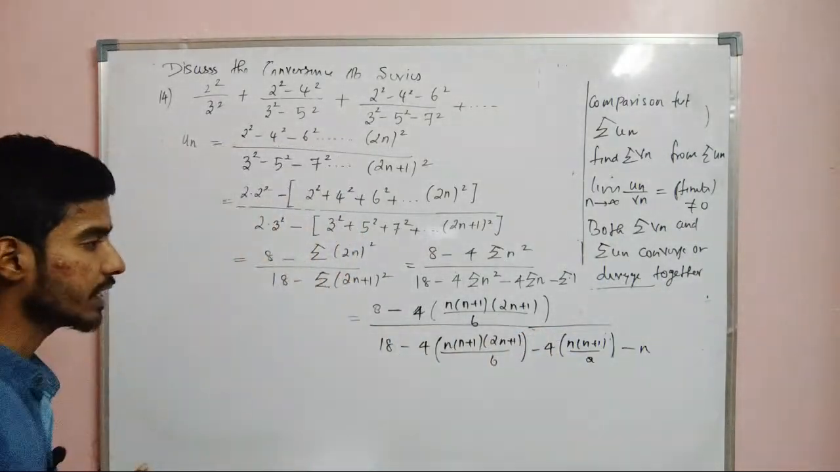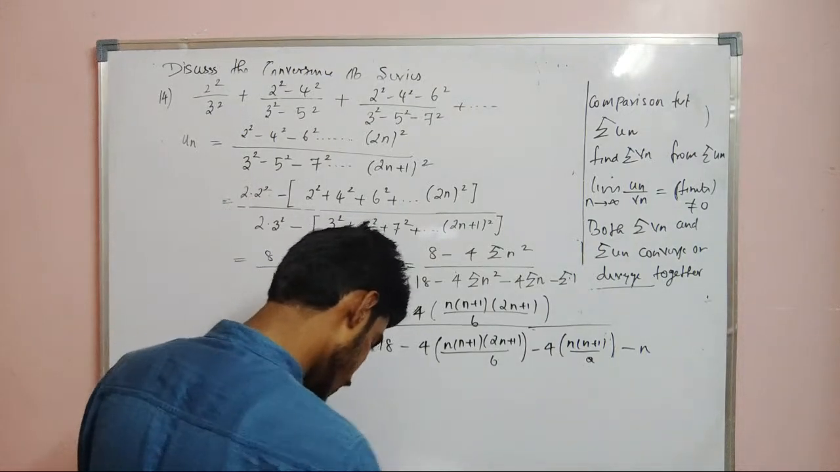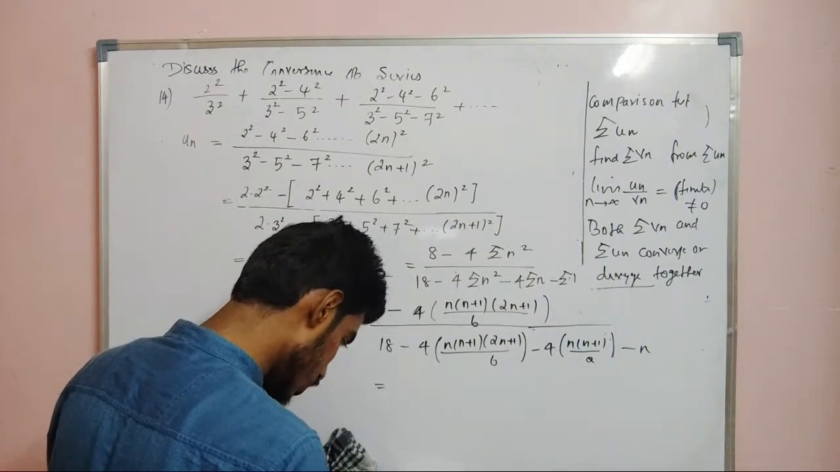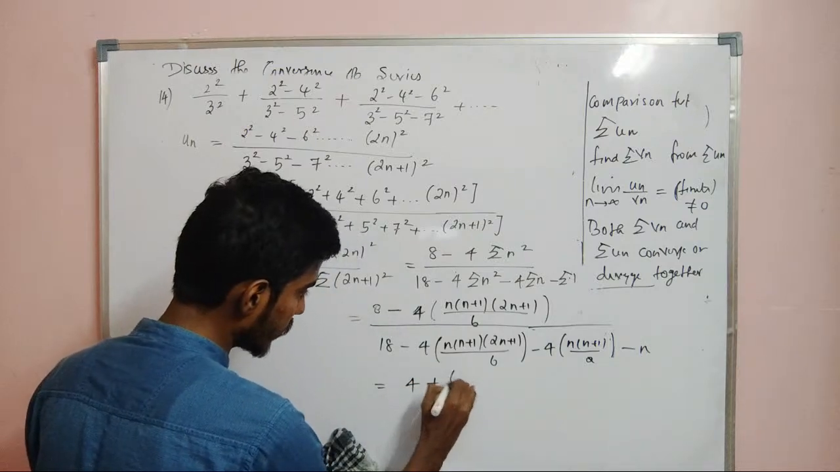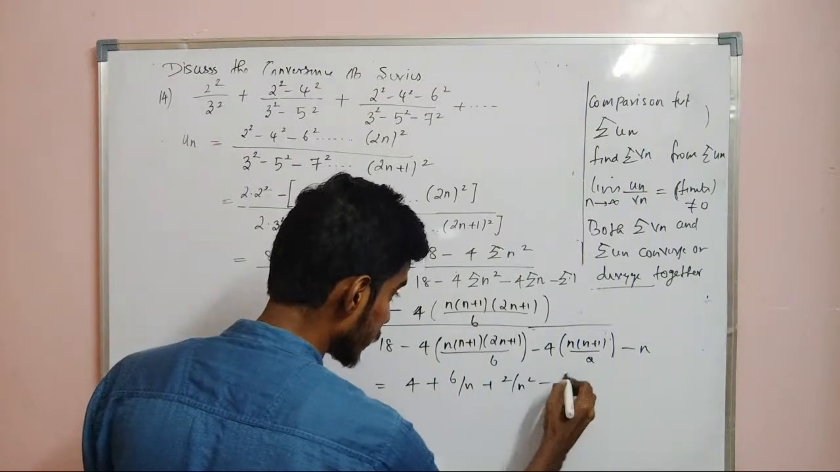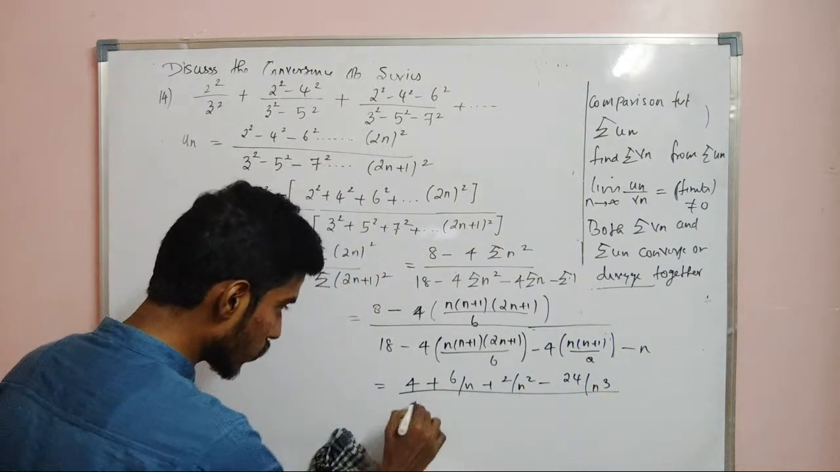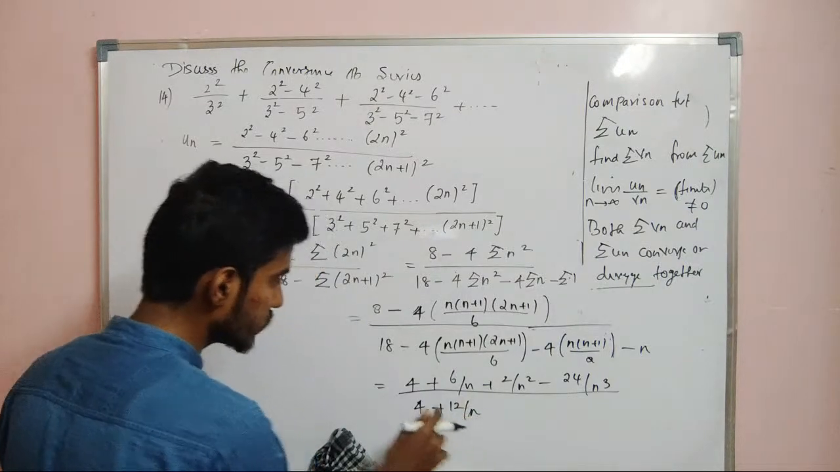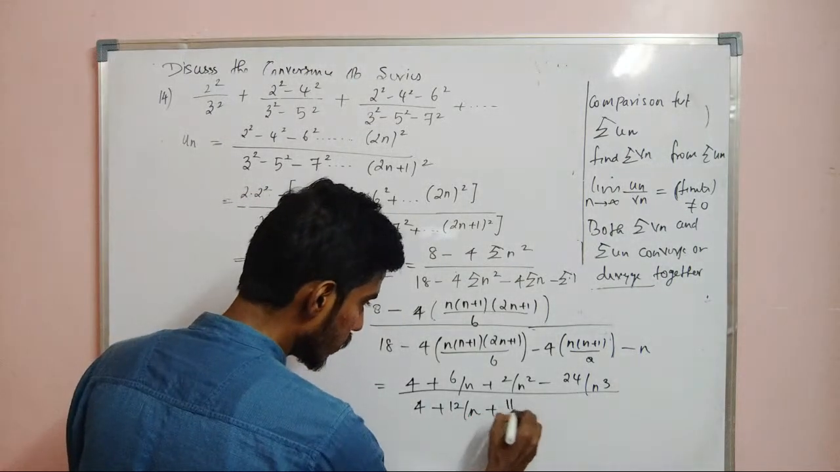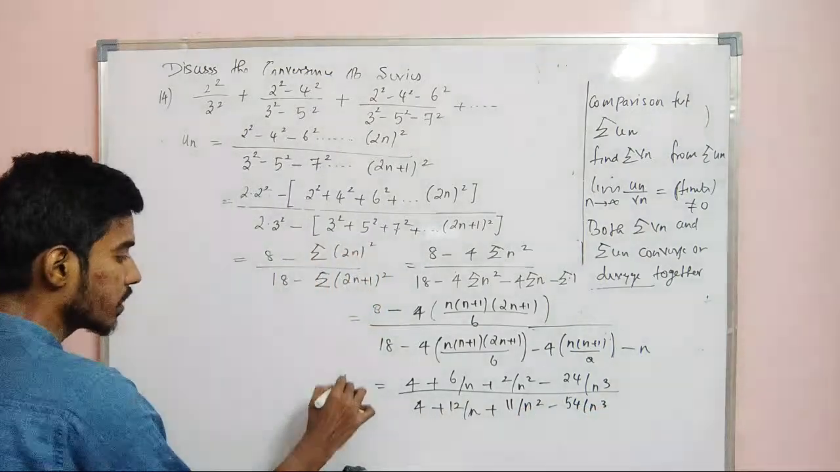Now you need to simplify this entire term, right? So I will straight away write the answer. After all the simplification, you will get the entire term as 4 plus 6 by n plus 2 by n square minus 24 by n cube divided by 4 plus 12 by n. So you just take all the highest term and then cancel it out, you will get this term, right? 4 plus 12 by n plus 11 by n square minus 54 by n cube. This is our un, right?